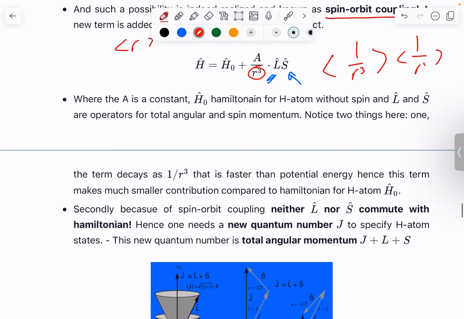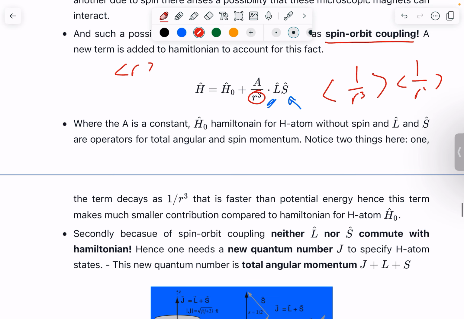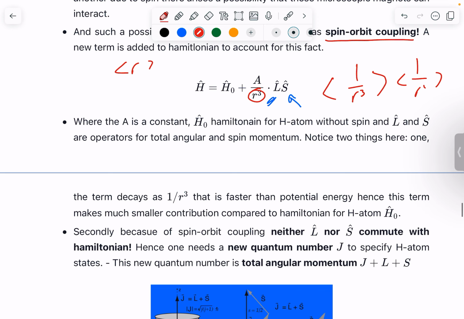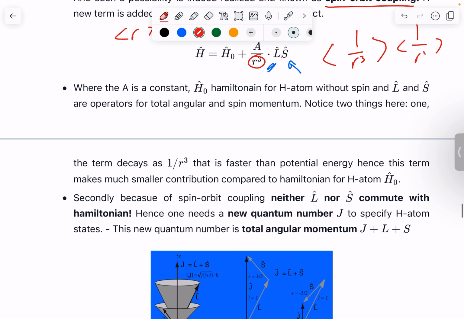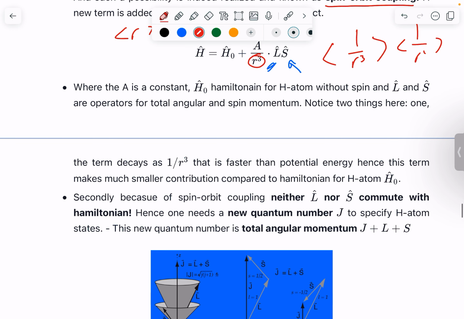Okay, so what does this spin-orbit coupling do to our quantum numbers? Turns out that if you introduce the spin-orbit coupling into the Hamiltonian, all of a sudden L and S stop commuting with the Hamiltonian. What does it mean? You can say, oh, what's the big deal? They don't commute. Well, if they don't commute, that means they don't share the same pool of eigenfunctions. So we have to come up with another quantum number that will commute with the Hamiltonian, and the values of this new quantum number can then describe the eigenfunctions.